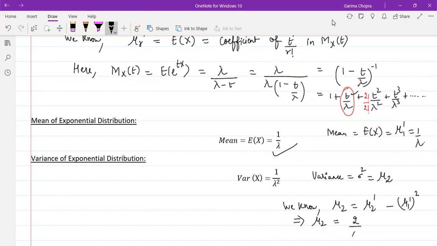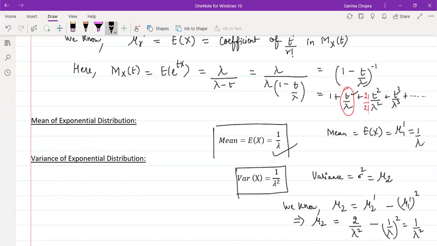Which is 2 upon lambda square, and mu1 dash is 1 upon lambda. We need its square, so it is 1 upon lambda square. If we simplify it, we get 1 upon lambda square. In this way, we are able to verify that the variance in the case of exponential distribution is 1 upon lambda square. The mean is 1 upon lambda, and the variance is 1 upon lambda square.